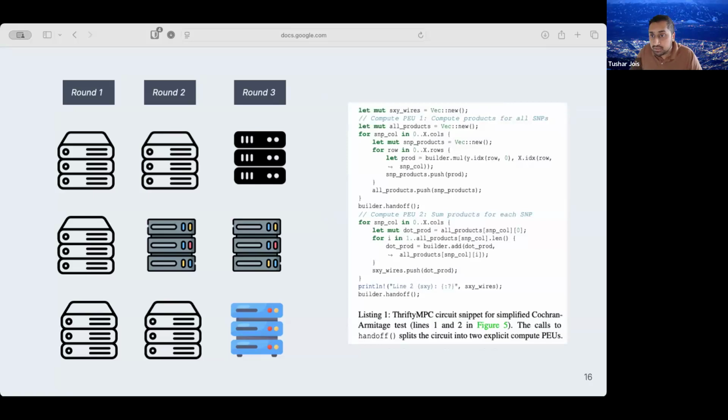So here's an example of our domain-specific language. We build it based off of Rust. You can see there's this call in the middle to builder.handoff, which basically tells the circuit builder that everything before this point, up to the last handoff point, is an atomic unit. This allows the circuit writer, the person who's writing the actual MPC, to encode where they think handoffs should or should not be allowed.